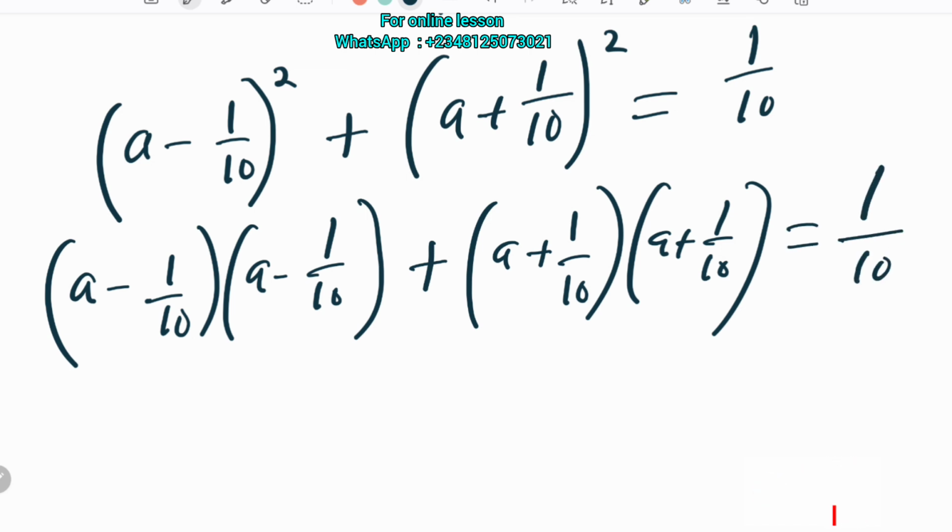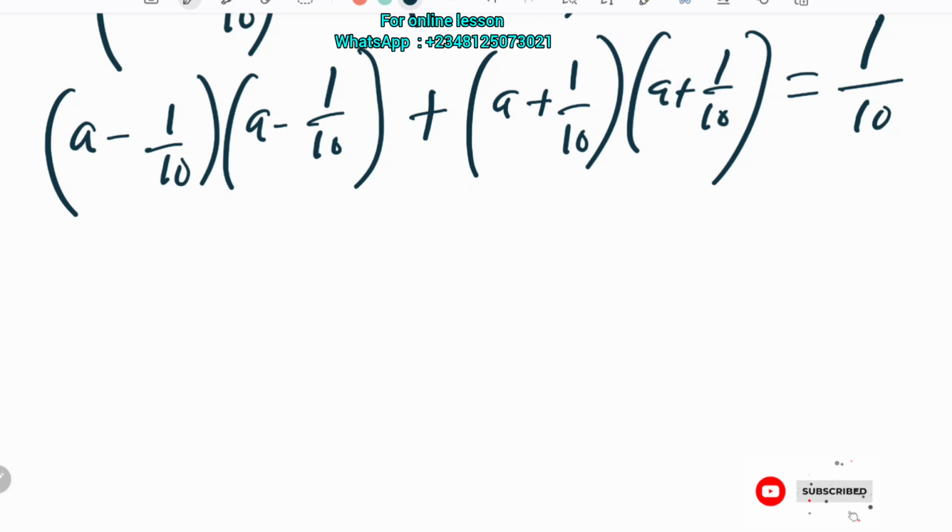Now let us open the bracket. A times A is A squared. So when you open the bracket, at the end of the day, let's not waste time, we are going to have here minus 2A over 10.